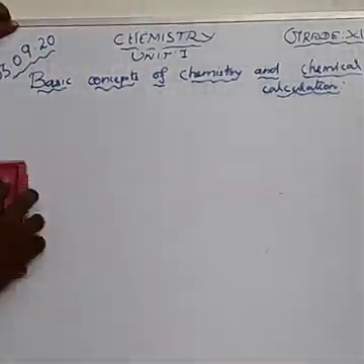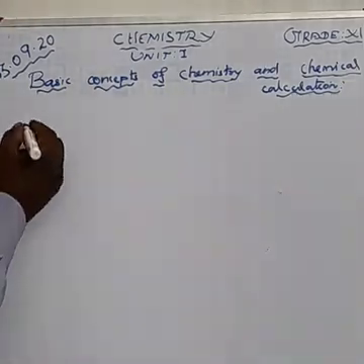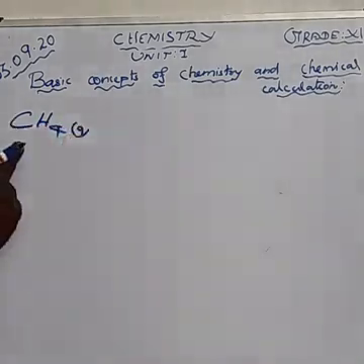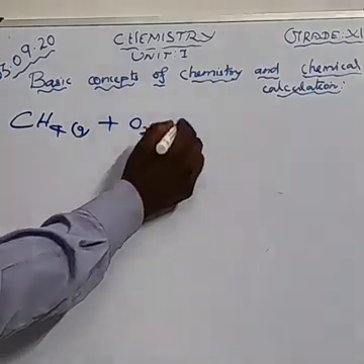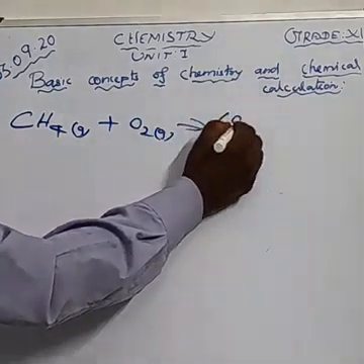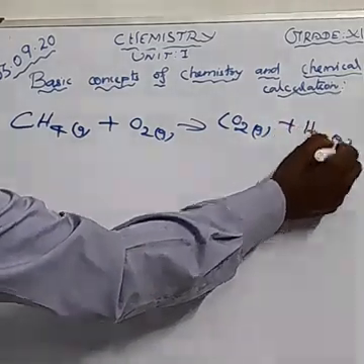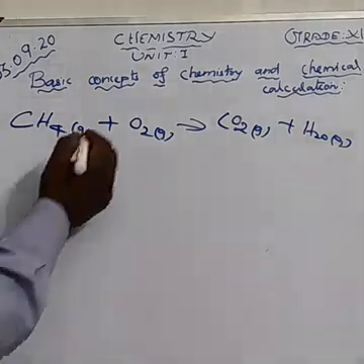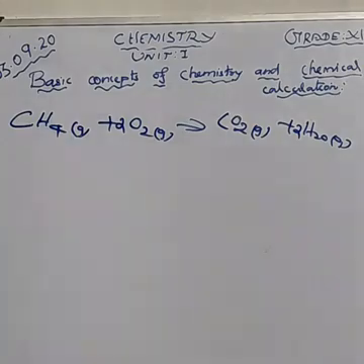What is the formula for methane? CH4. This is the methane gas. Combustion with the air, that is oxygen, O2 gas. We get carbon dioxide gas plus water, which is also in the gaseous state. Already I told you how to balance the equation. Put 2 here and 2 here. Now the equation is balanced.